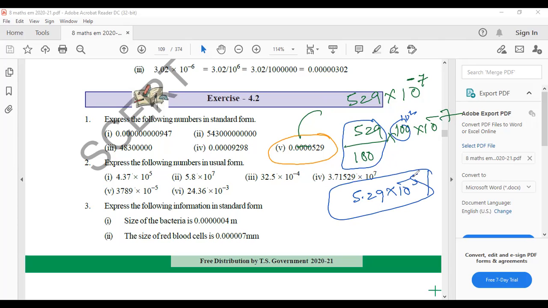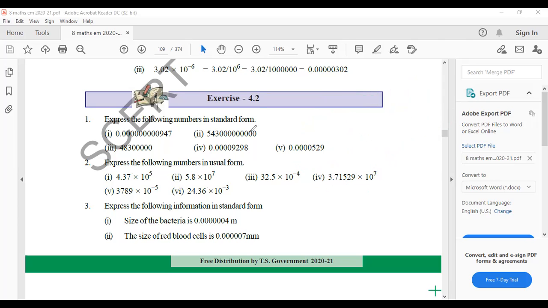So after all the discussion of the questions, I concluded that in standard form you have to write at least one digit before the decimal point. If it is 947, you write 9.47. If 543 is there, you write 5.43. If it is 483, you write 4.83. If it is 9298, you write 9.298. If it is 529, just 5.29, times 10 to the power of whatever the value is. That is the confirmation. Clear? So once again, you go back to all the questions.